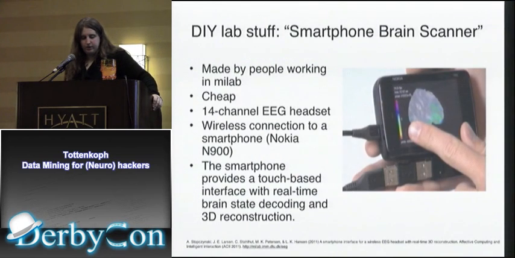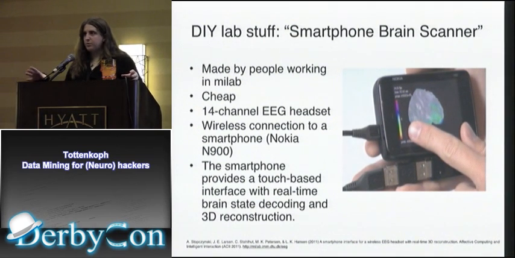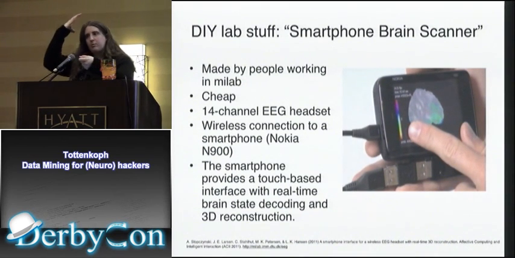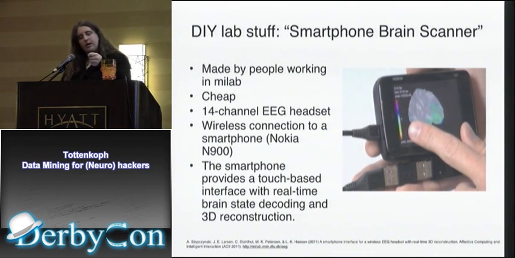And then you can also make a smartphone brain scanner. This was just talked about within the past week or two. Some guys within the Me Lab, which is a lab in a school, got together and they made a 14-channel EEG headset that works on their Nokia Android phone, and it uses the MindFlex, actually, like you were talking about. And they state that the smartphone provides a touch-based interface with real-time brain state decoding and 3D reconstruction, so you can sit there with the MindFlex on your head, look at your phone, and just think about different stuff and see different areas of your brain light up.